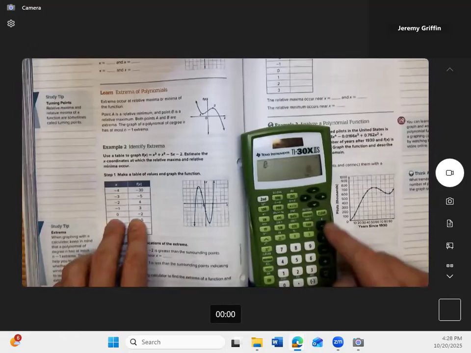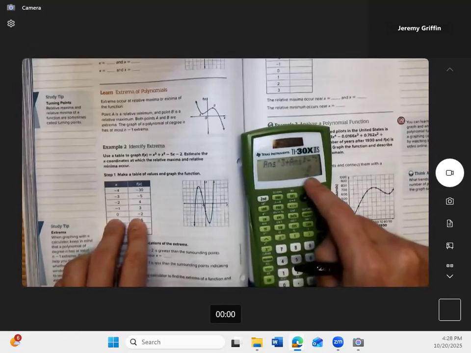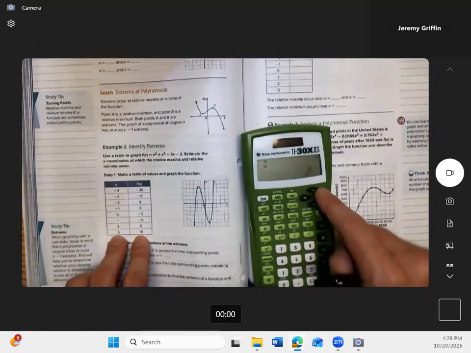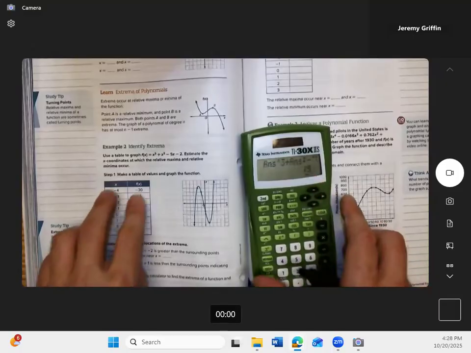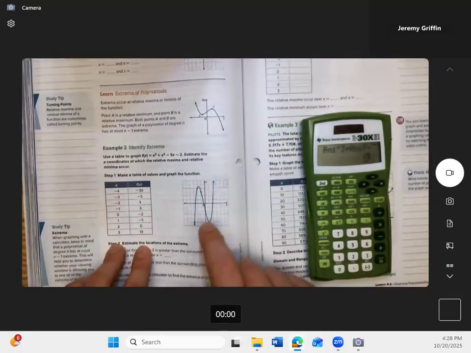What if I plug in 0? Do I get -2 here? Oh, yeah, -2. And what if I plug in 3? I should get 19 out of this. Let's see if I plug in 3. Oh, yeah, it's 19. You plug in all these values. Okay, supposedly it makes this shape.